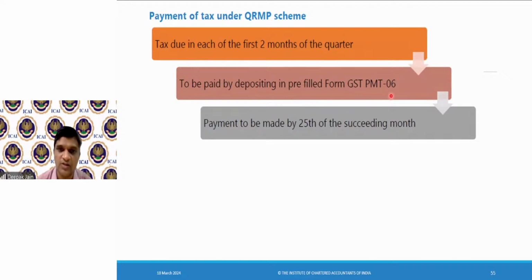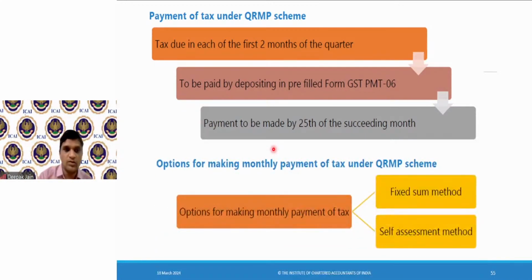So the payment challan, we will call that as PMT06. That is a challan for payment. Now the QRMP person will make the payment for the first month and the second month by the 25th of the succeeding month. So a quarter is from Jan to March, April to June, July to September, and October to December. For the month of Jan, they will make the payment by 25th of February. For the month of February, they'll make the payment by the 25th of March.